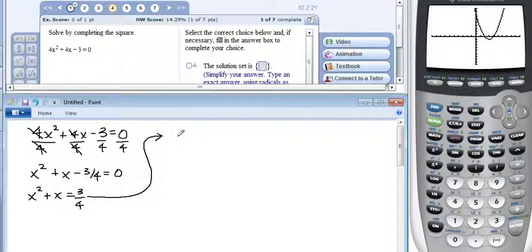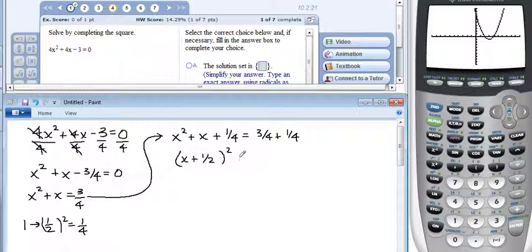Kind of like it. So we have x squared plus x half. My x coefficient is 1. Take half of it, square it. We got a quarter. Plus 1/4 is 3/4 plus 1/4. This will turn out to be really easy. We have x, this is a positive, so this is a positive, plus 1/2 is equal to 3/4 and 1/4, or 4/4, and 4/4 is 1. Now I've got it set up for the square root.